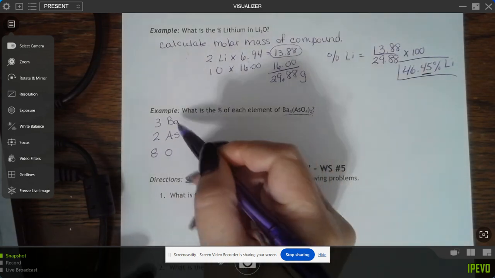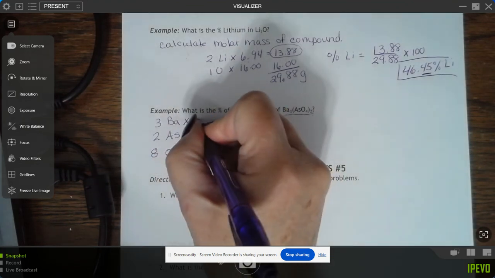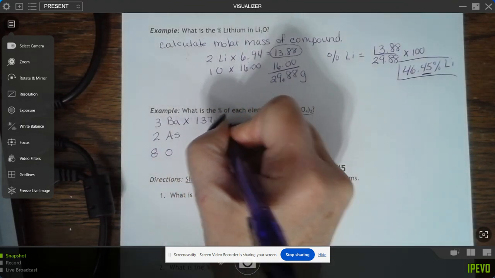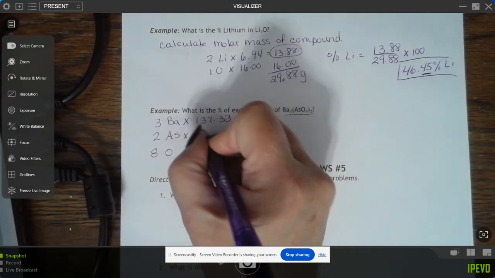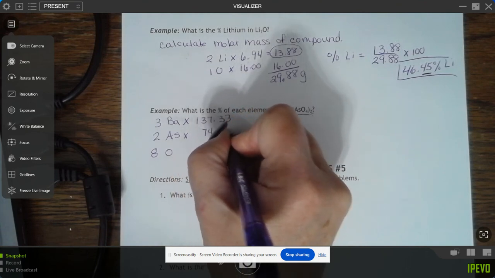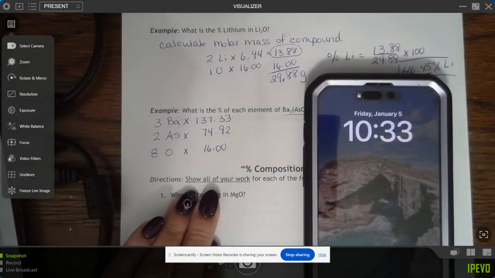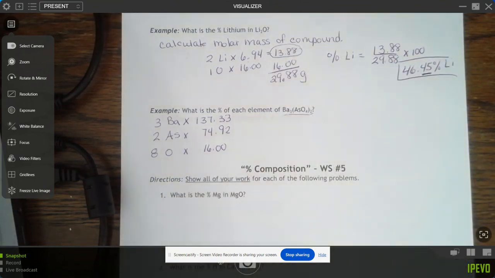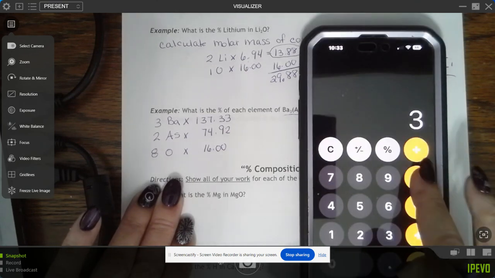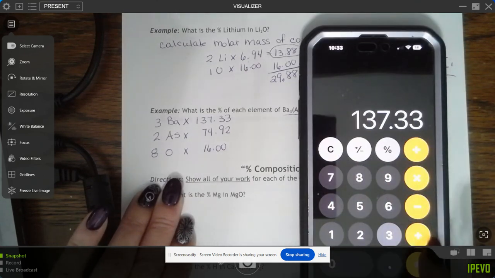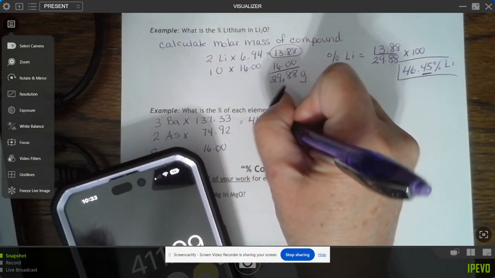Okay, so barium has a molar mass of 137.33. Arsenic has a molar mass of 74.92. And oxygen has a mass of 16. So let's do some math. So 3 times 137.33 is 411.99.